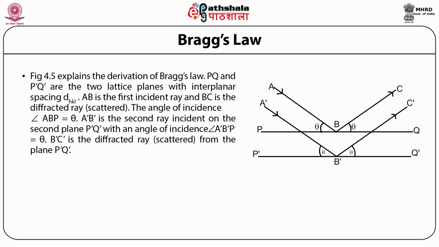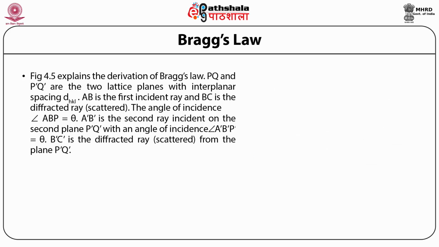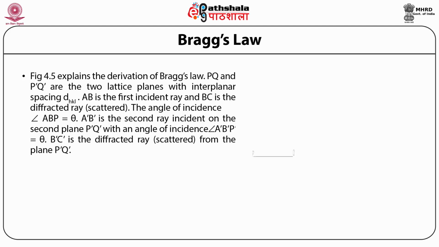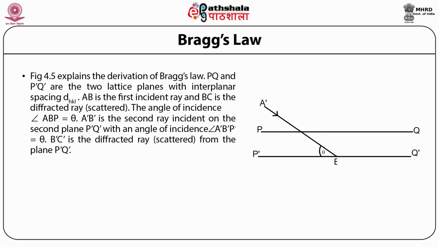Now if we consider the left hand side, AB is the first incident ray and after diffraction it goes along BC. This is known as the scattered ray also. The angle of incidence, angle ABP, is nothing but theta. Now, A prime B prime is the second ray incident on the second plane P prime Q prime with an angle of incidence A prime B prime P prime as theta. Now, B prime C prime is the diffracted or scattered ray from the plane P prime Q prime.